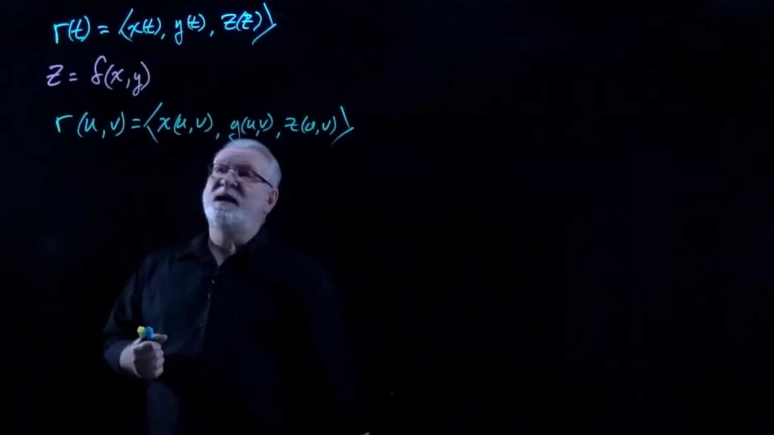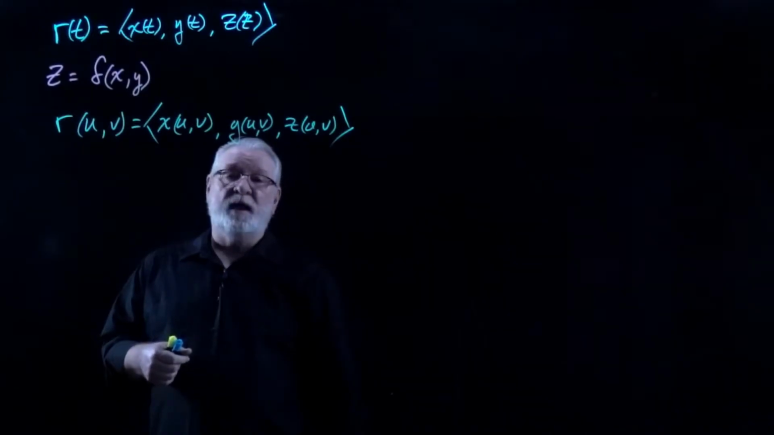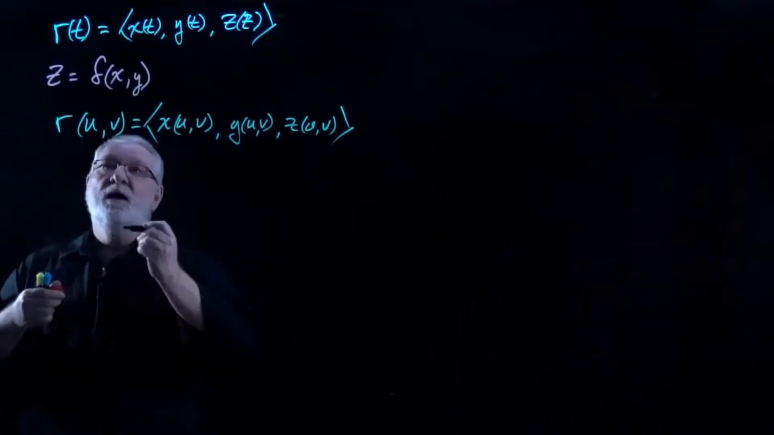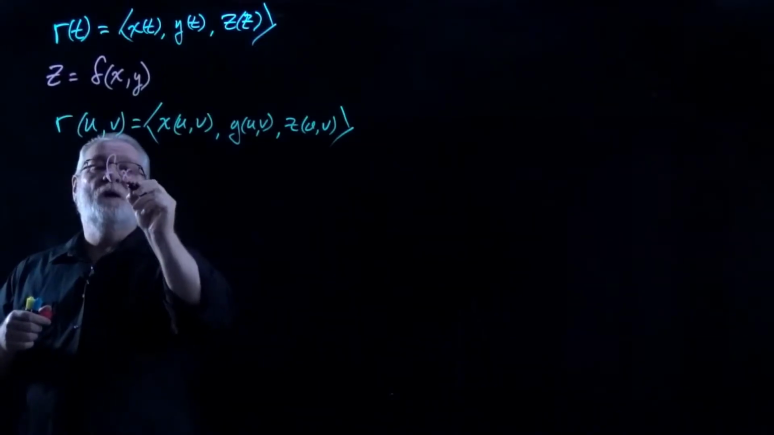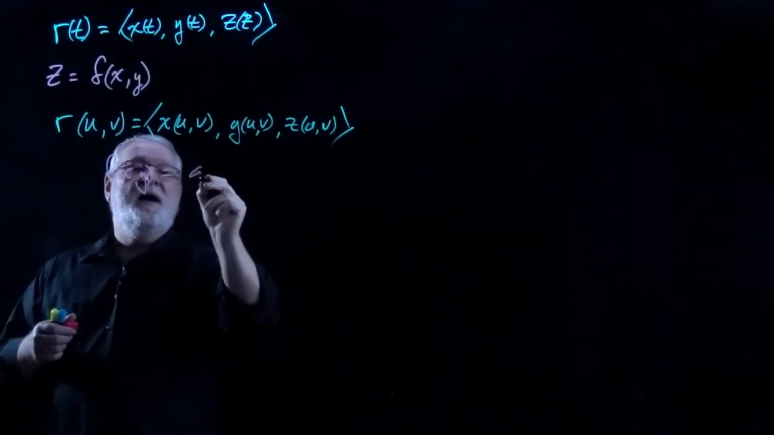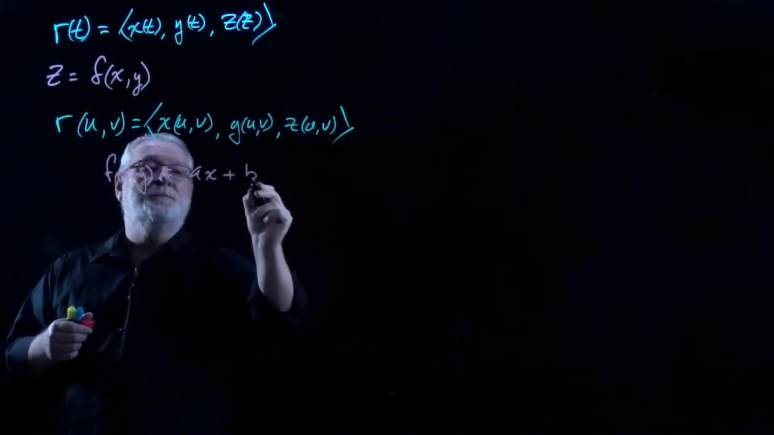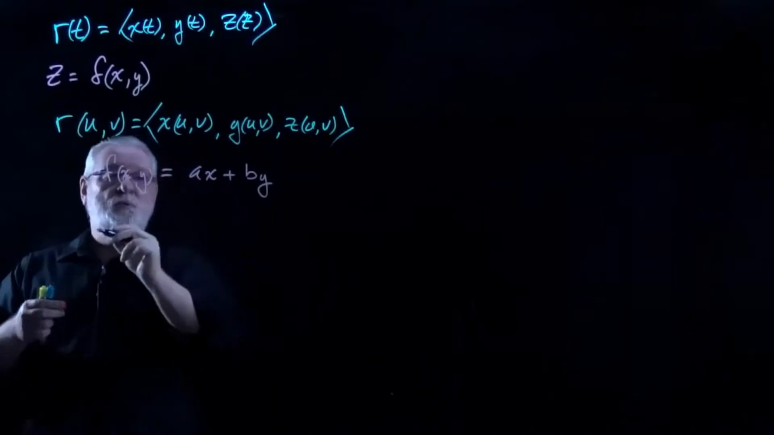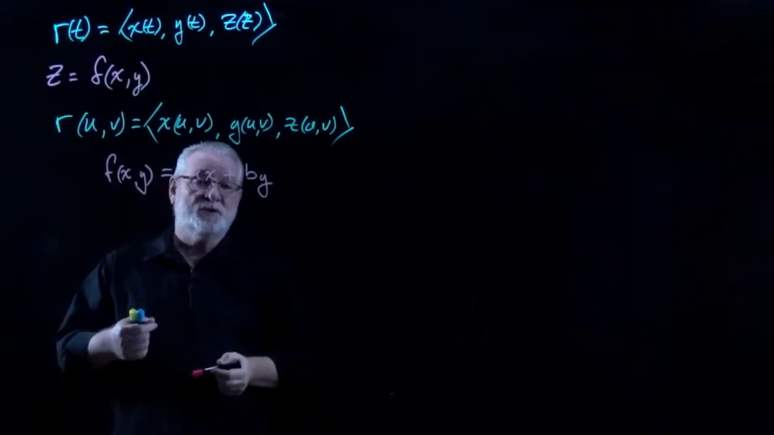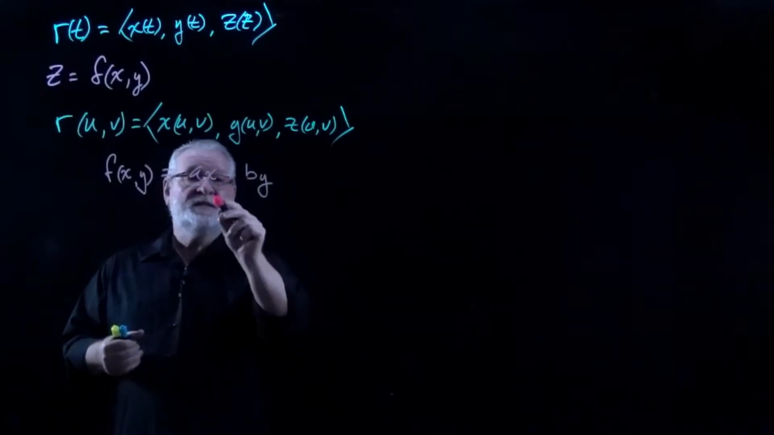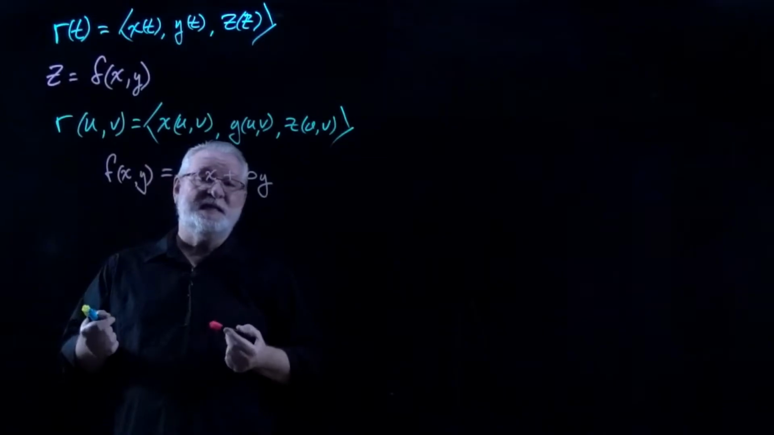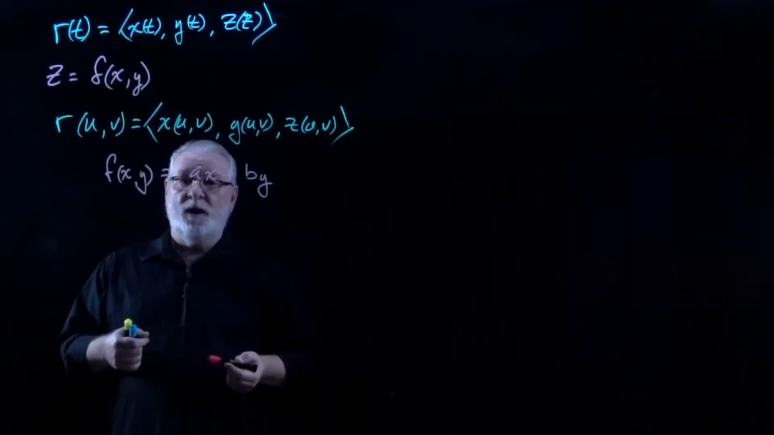Okay, well, let's take a look at how we might do that for a typical function. So let's look at something easy. Let's look at f of x, y is equal to ax plus by. So this would in essence represent some sort of a planar surface. In this case, f of x, y represents the z, so it would be z equals ax plus by.